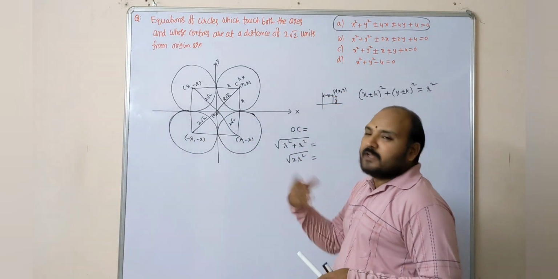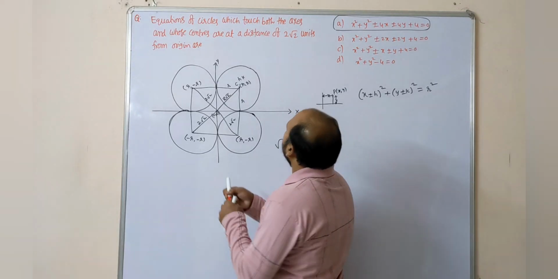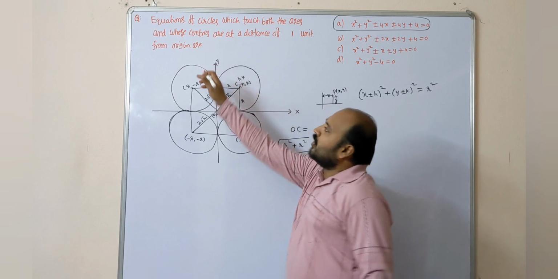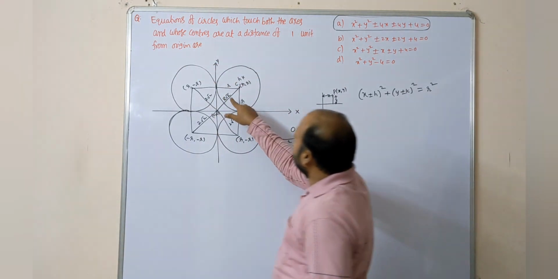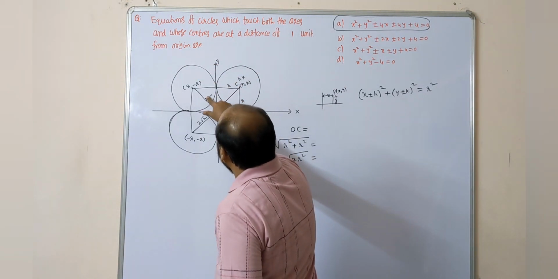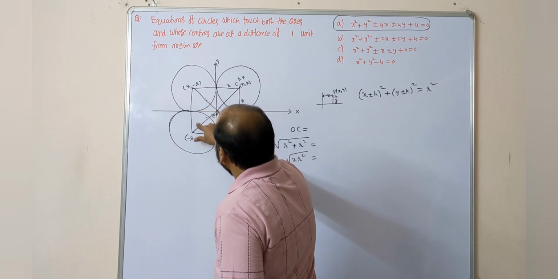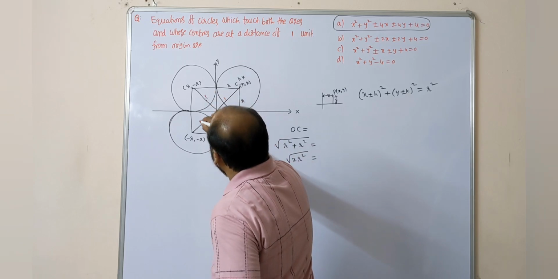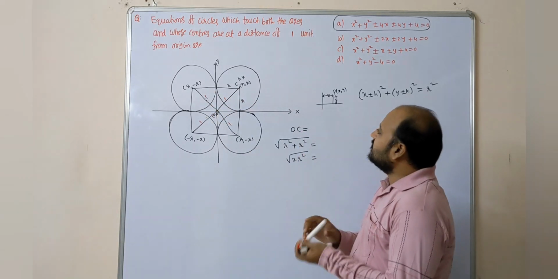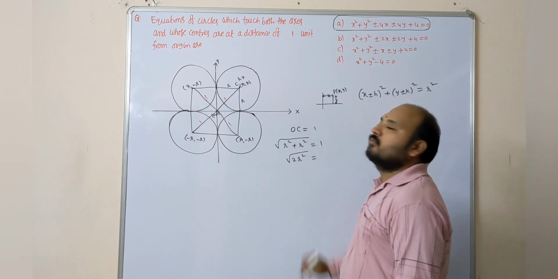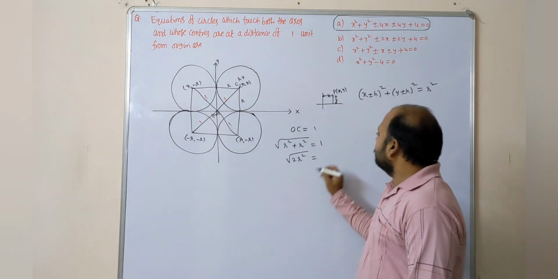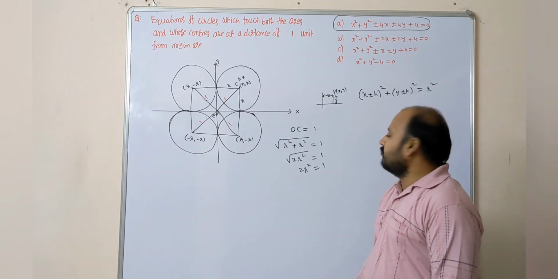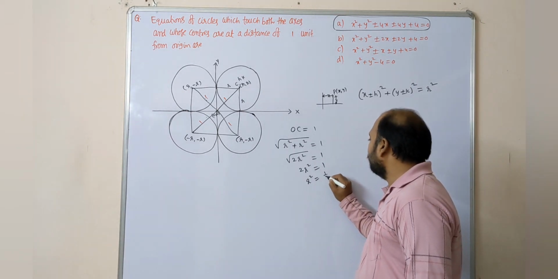Dear students, the next question is also the same category, but a point at a distance of 1 unit from the origin is given. So from here to here, how many units? Only 1 unit. From here to here it is 1 unit, from here to here 1 unit. So OC is equal to 1 now. The radius is obviously the same. So 2R square is equal to 1, so R square is equal to 1 by 2.